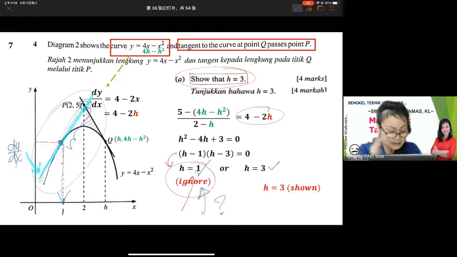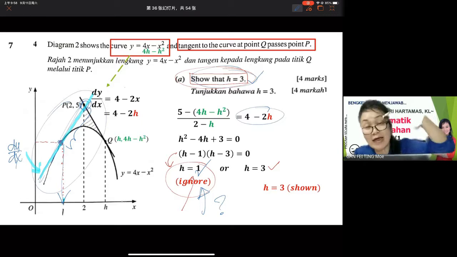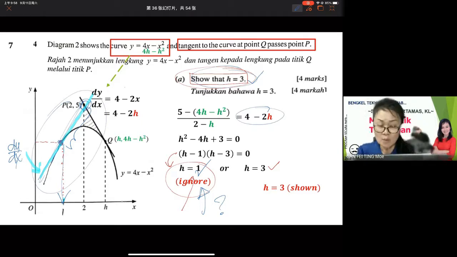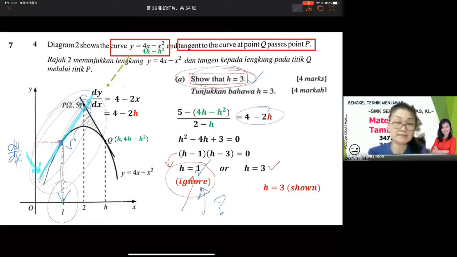Don't just tell me that you ignore h equals to 1 because of the question asked. You have to go to another level asking yourself, what is h equals to 1? Then you come up with the diagram here. Then you try to come up with this. Yes, you are the best. Your thinking skill is there. Then there is no way for you to run away from answering HOTS question.